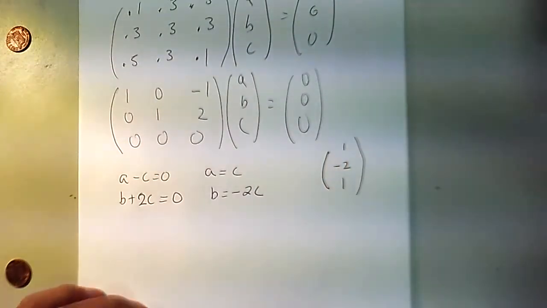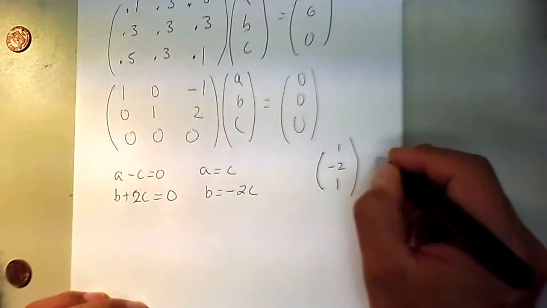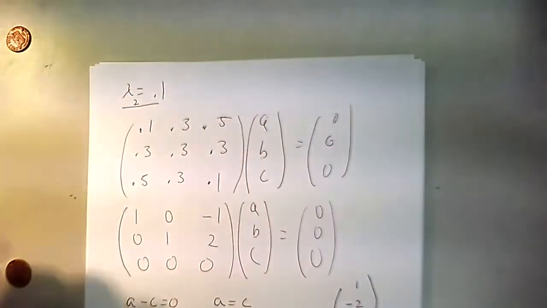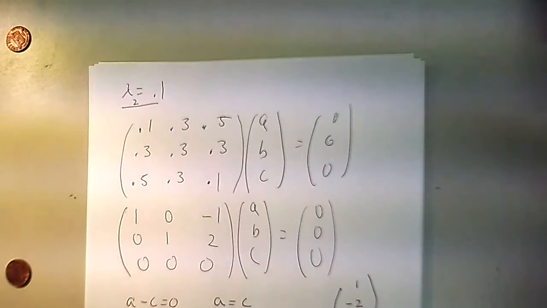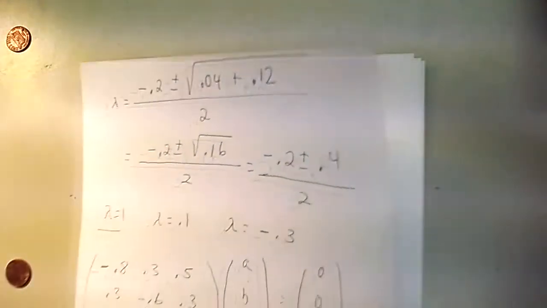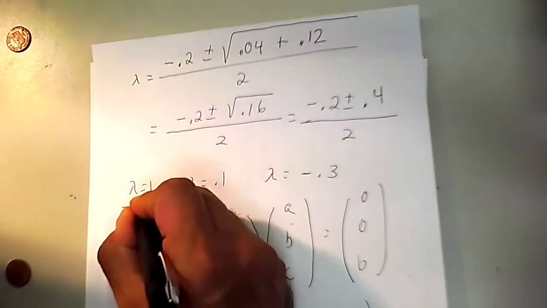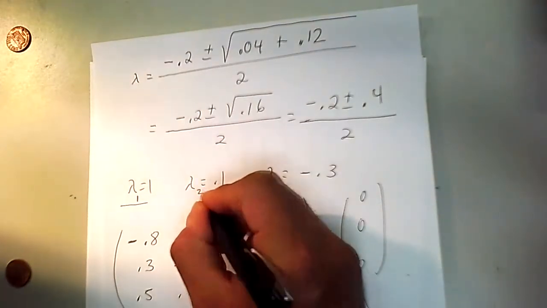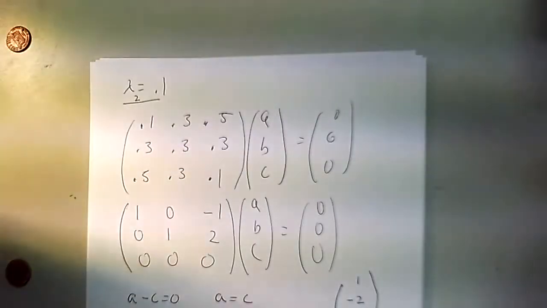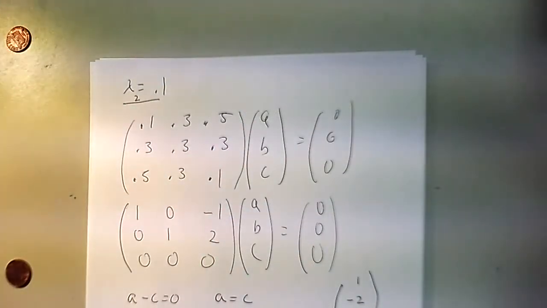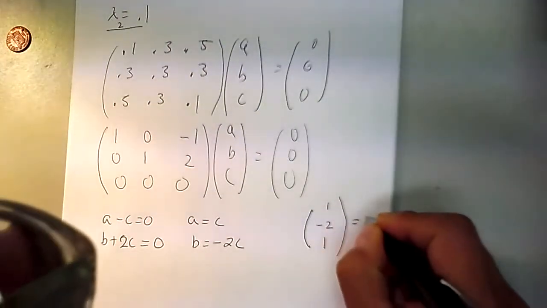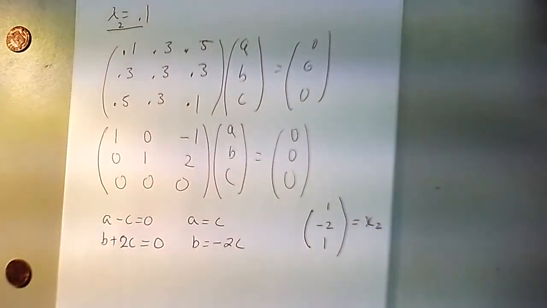It is a good idea to double check. So we claim this is x2, so this is lambda 2. Make sure you stay with your lambdas nicely. Be consistent. So we're going to label this as lambda 1, lambda 2, and this is going to be lambda 3. So this is our lambda 2, which means that that is our x2.